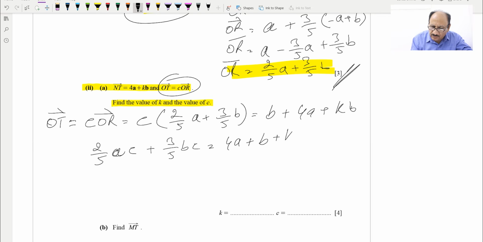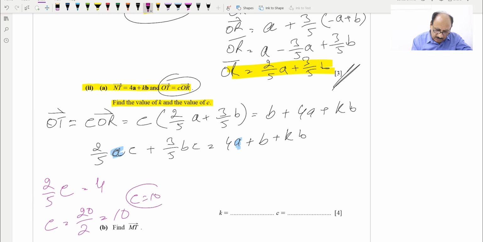Now we can compare the coefficients of a and b. The coefficients of a on this side and this side give 2/5 c is equal to 4. This implies c is equal to 20/2, which is equal to 10. So we got the c value is equal to 10.